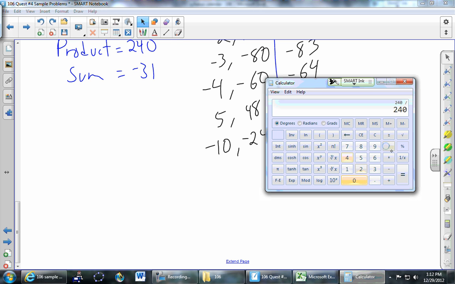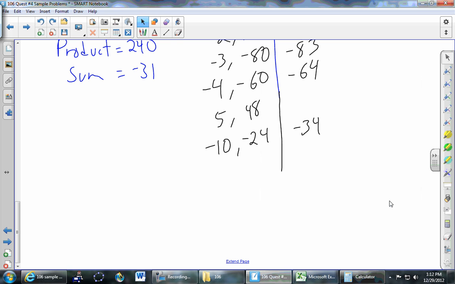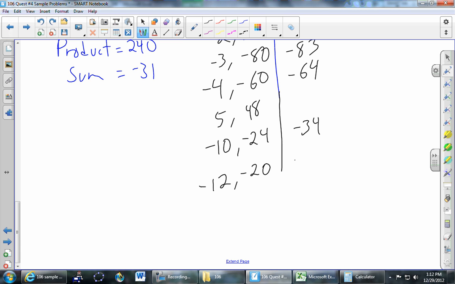Is 240 divisible by 11? No. Is 240 divisible by 12? Yes, it's 20. Let's write that. So we just got 12 and 20. Negatives in front of both, that's a negative 32. That's really close.